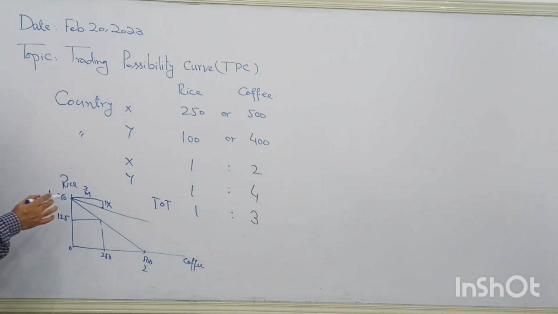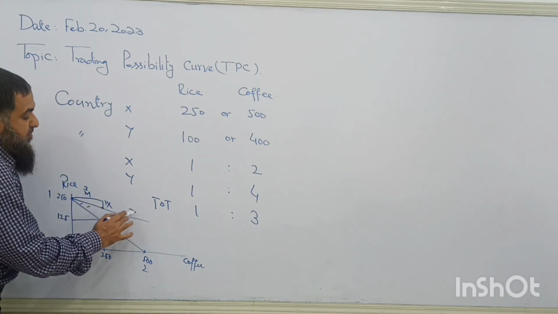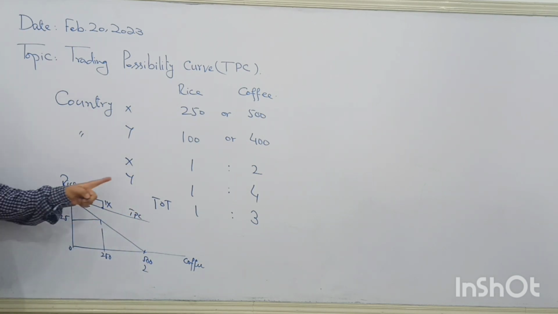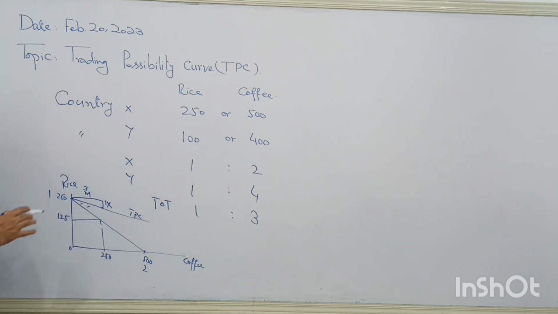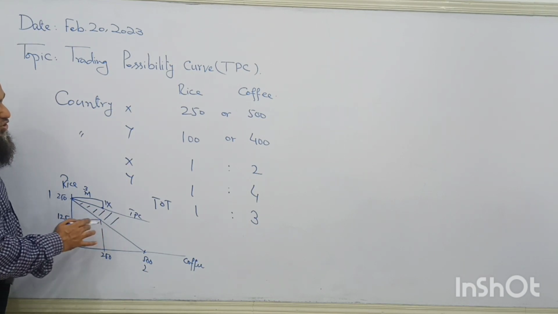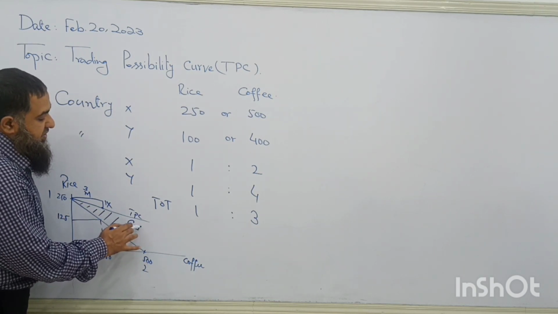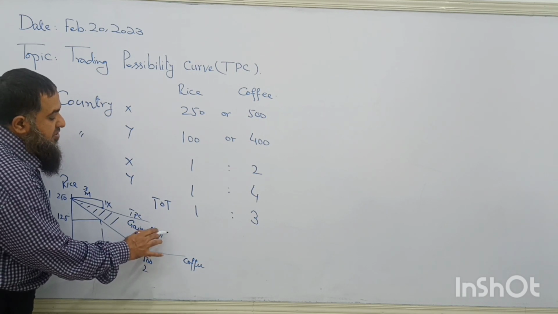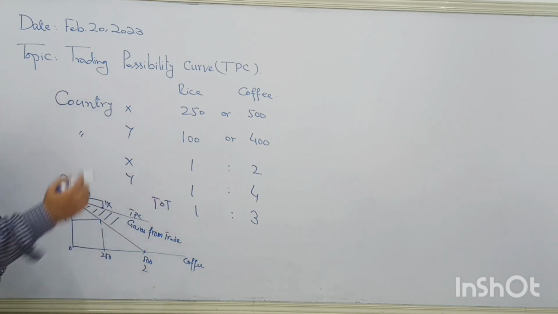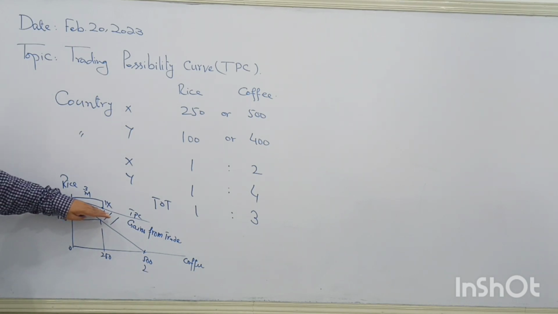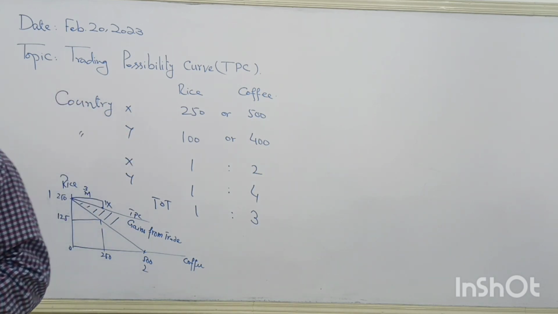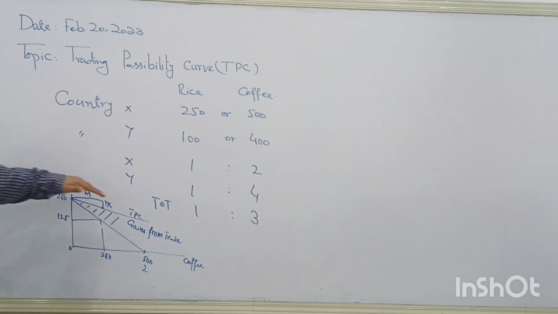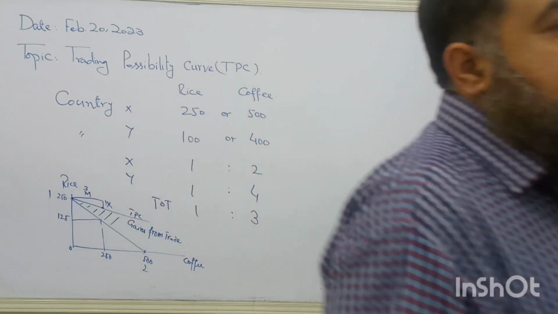Clear? Now see the gap between these two lines. This line is the trading possibility curve, or terms of trade you can say. So the gap between these two lines is gains from trade, from international trade. If this line is becoming further away from the PPC of the country, more gains from trade will be enjoyed by that country. And if it becomes closer to the PPC, there will be less and less gains.